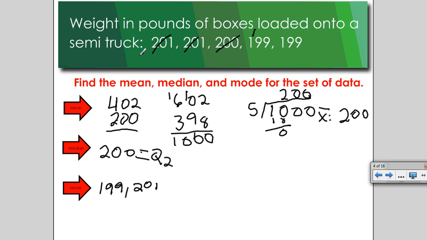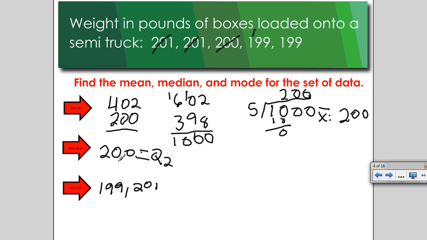Right here, find the weight, in pounds, of boxes loaded onto a semi-truck. So I'm going to add all these up. First thing I did is I said 202 plus 202 is 404. That's fairly simple. Then I added 200 and I got 604. Then I added 199 and 199 and I got 398. So I add those together, I end up with 1,000. 5 into 1,000 is 200, so my mean is 200.